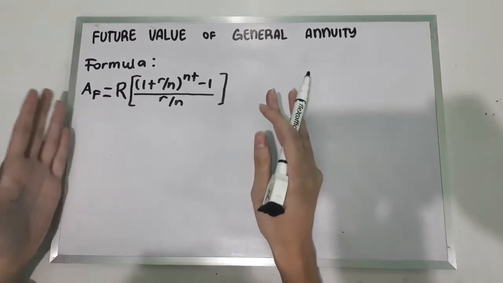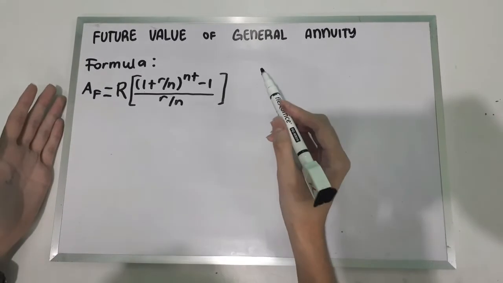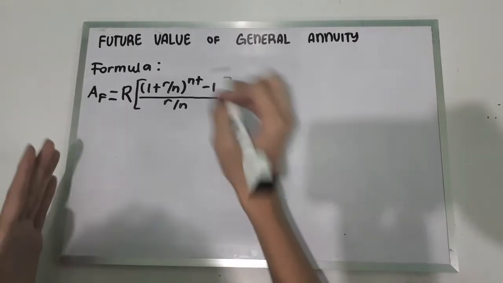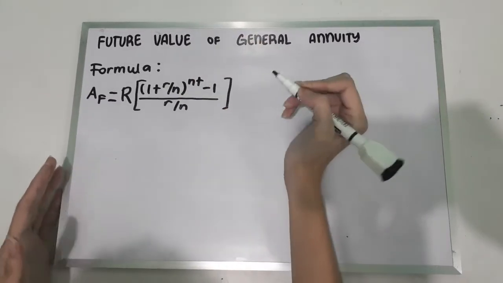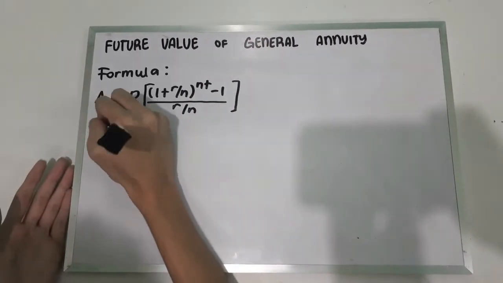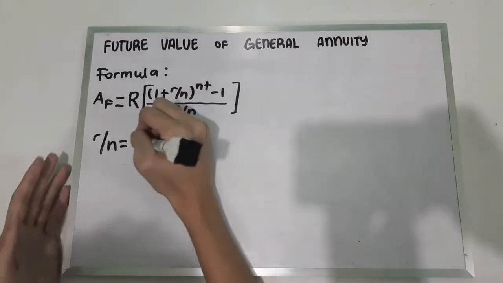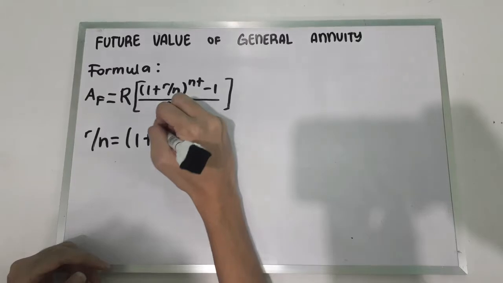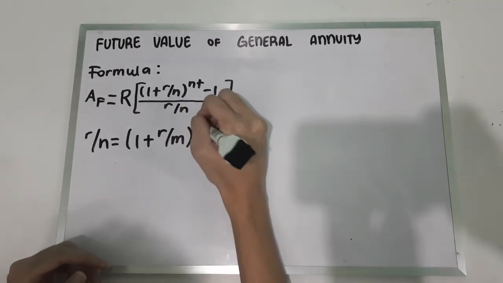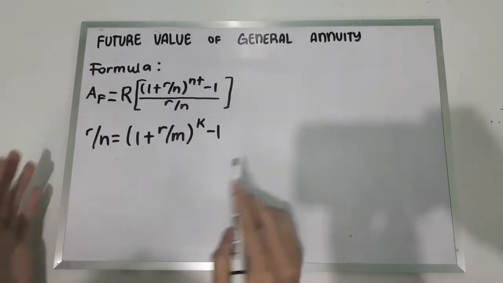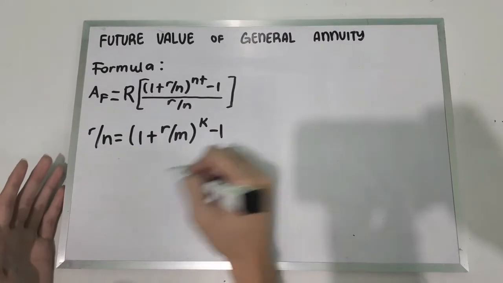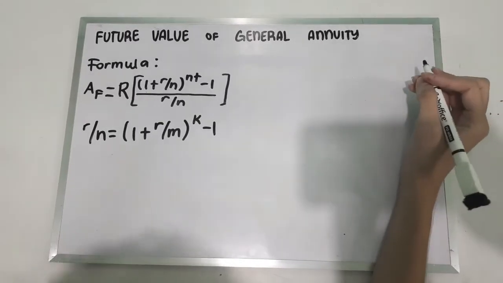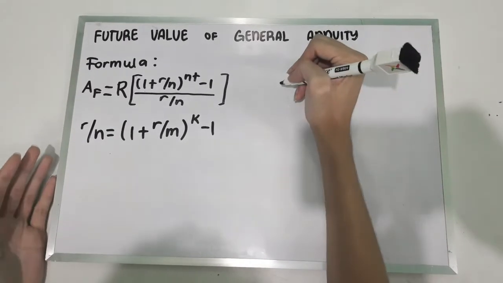If you could recall, this is the same formula as the future value of simple annuities, but there is a difference. We need to convert R over N into another formula. That formula is R over N is equal to the quantity of 1 plus R over M to the power of K minus 1. We need to convert the R over N if we encounter general annuities. So, what do these variables mean?